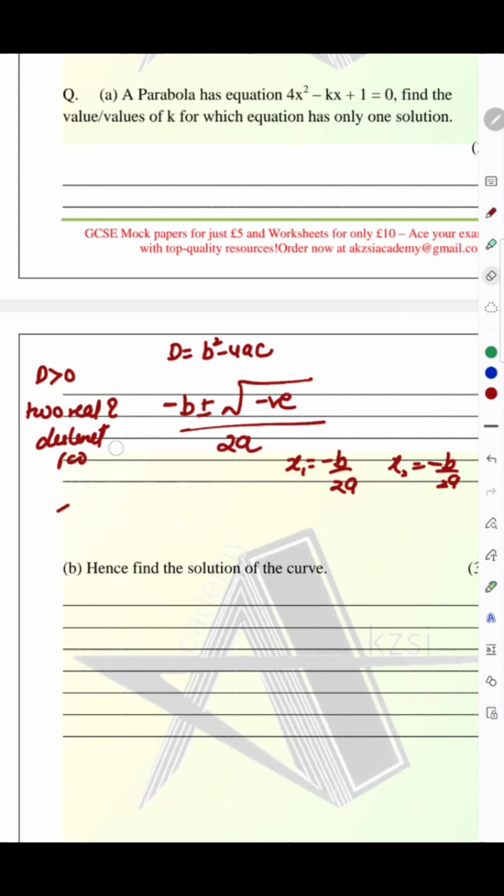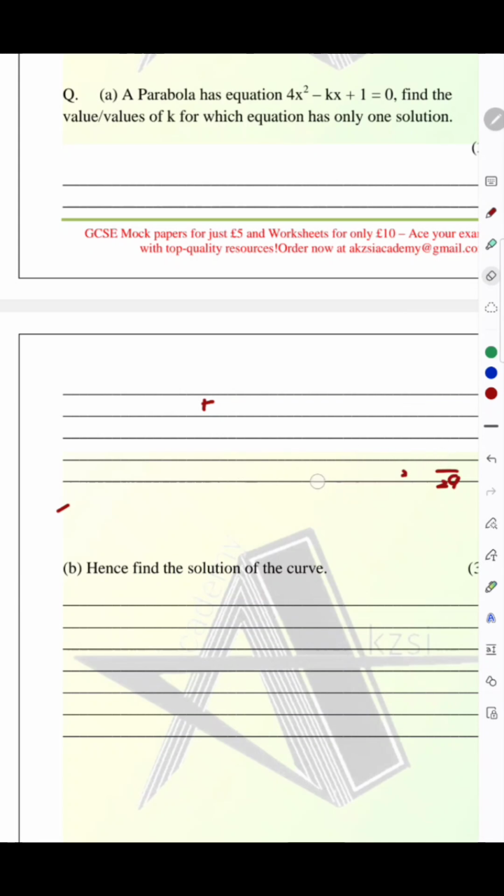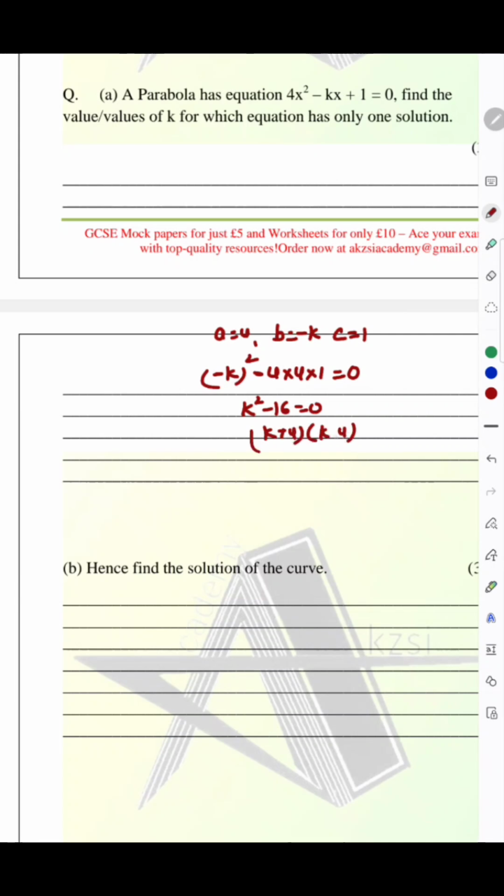So coming back to this question, a parabola has equation 4x squared minus kx plus 1, and the equation should have one solution. That means your discriminant should be equal to 0. Your discriminant is what? a is 4, b is negative k, and c is 1. So b squared minus 4ac is equal to 0. k squared minus 16 equals 0. k squared equals 16, or we can factorize right here, which is k plus 4 times k minus 4 equals 0. So we'll get two different values for k. k1 is positive 4 and k2 is negative 4.